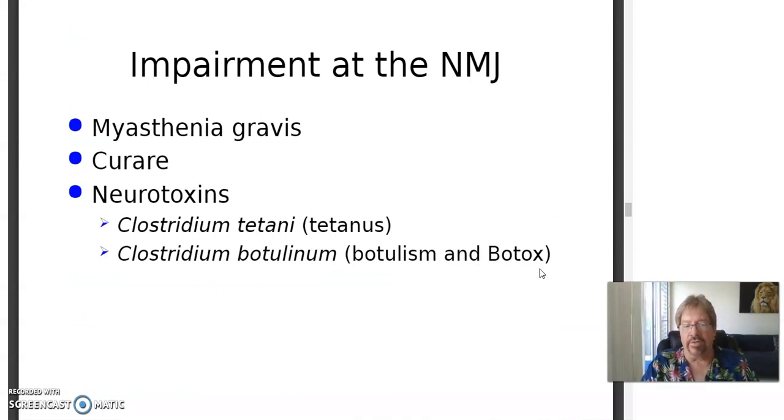There are a number of things that can impair the neuromuscular junction, the synapse. There's one disease called myasthenia gravis. Curare, used by South American Indians, will paralyze you. And there are neurotoxins like the tetanus bacterium or botulism. Botox is developed from something that's deadly poisonous, but it makes muscles relax, so it temporarily smooths wrinkles on people.